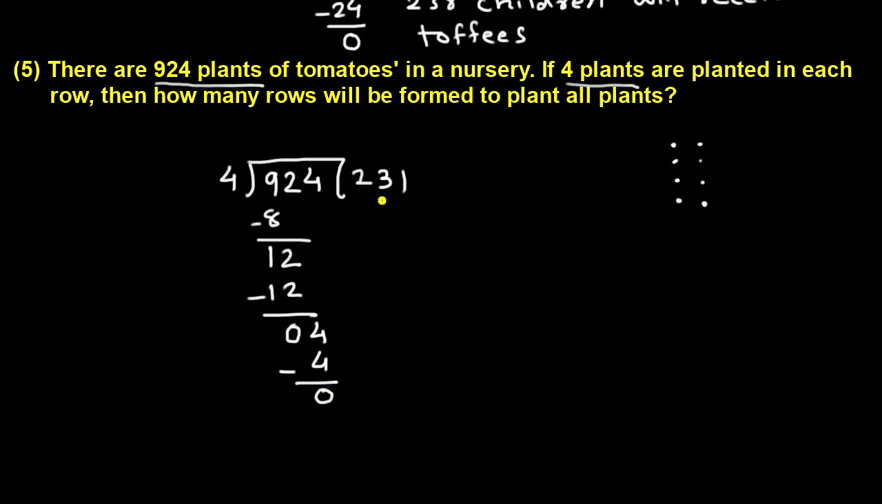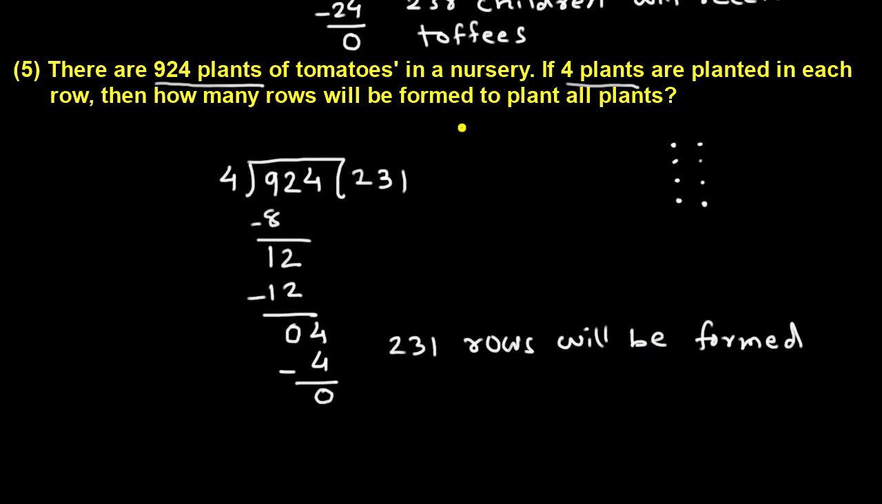So the answer is 231. How many rows will be formed? So 231 rows will be formed. 231 rows will be formed.